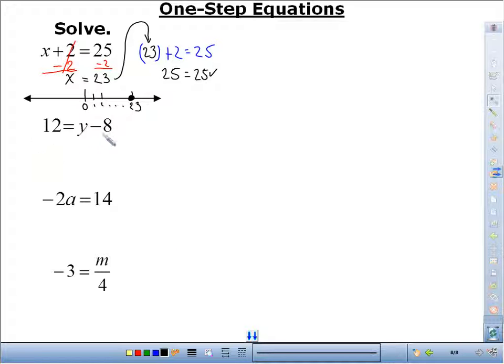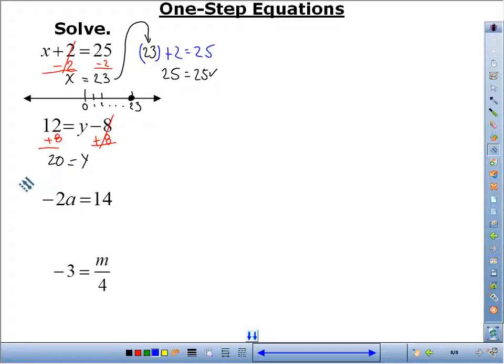All right? So, with that said, see if you can do this one by yourself. 12 equals y minus 8. Follow each step, please. So let's see. This says y minus 8. What is the inverse of minus 8, or subtracting 8? Add 8 to each side. This cancels. We're left with y equals 20.